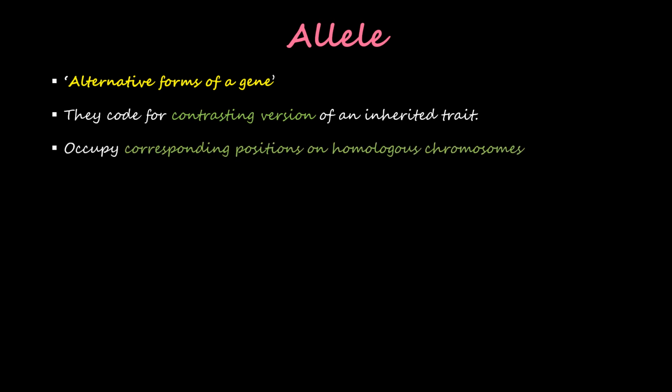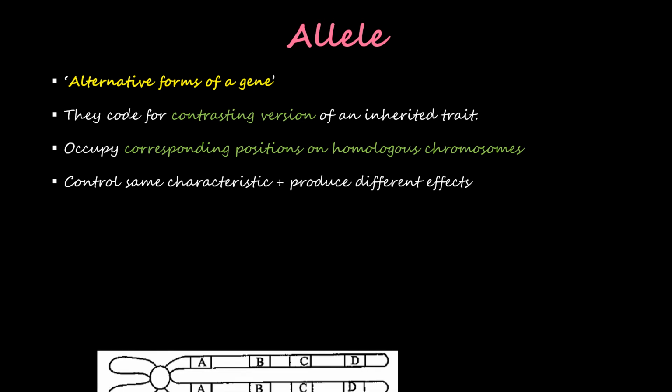They occupy corresponding positions on the homologous chromosomes, and the one which is dominant is going to express itself in that particular organism. They control the same characteristic but produce different effects. So if the characteristic is height, then different effects will be tall and short.